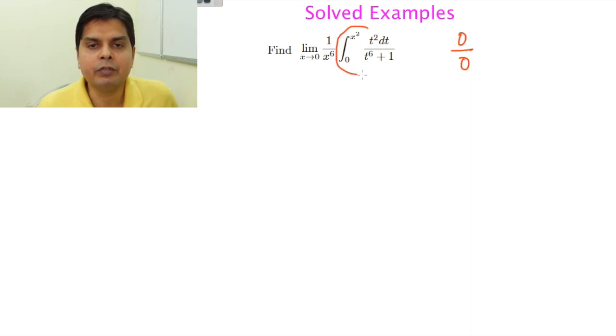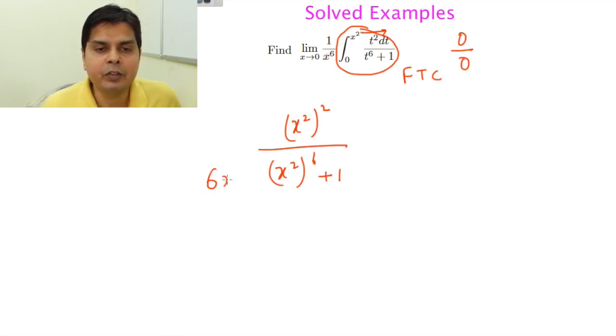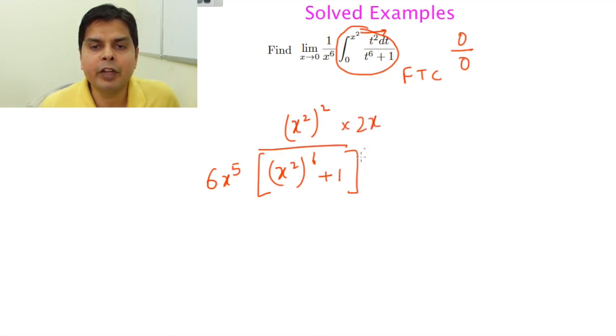In order to find the differential coefficient of this, I can use the fundamental theorem of calculus, and that will be x. Now this is t square, so wherever t is coming, I will have to put x square. So this will become x square whole square divided by x to the power 6 plus 1. Now this x to the power 6, when differentiated, I will get 6x to the power 5. So this will be there. Since this is x square, I will have to put a 2x also.